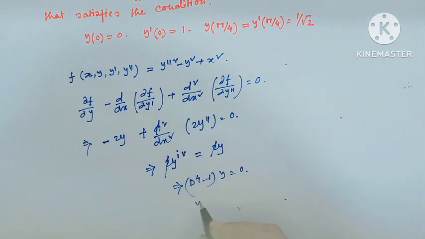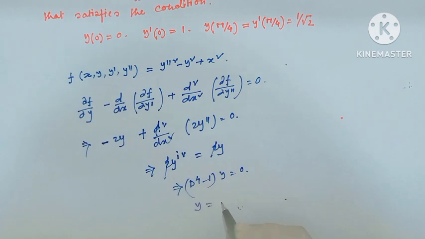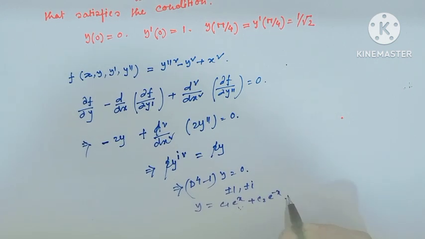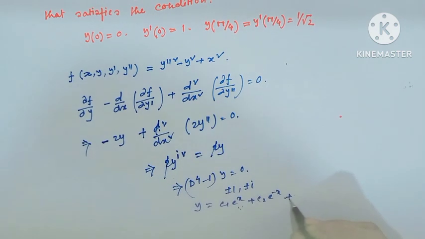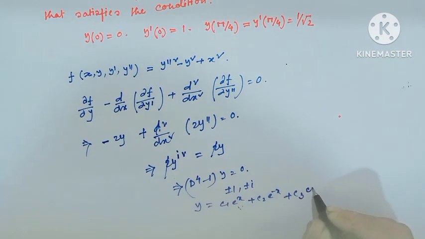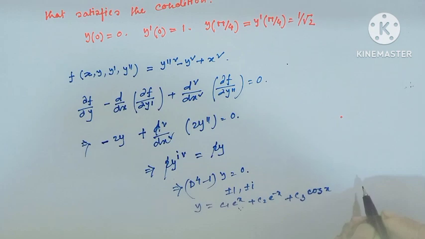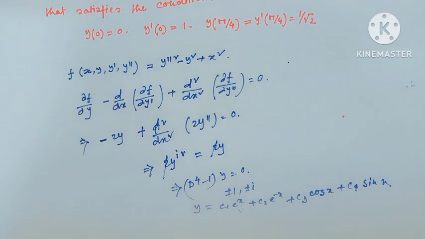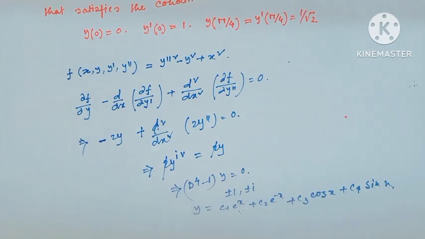Therefore, for this differential equation, since the roots are plus minus 1 and plus minus i, the solution would be c1 e to the power x plus c2 e to the power minus x plus c3 cos x plus c4 sin x. We all of us know this.